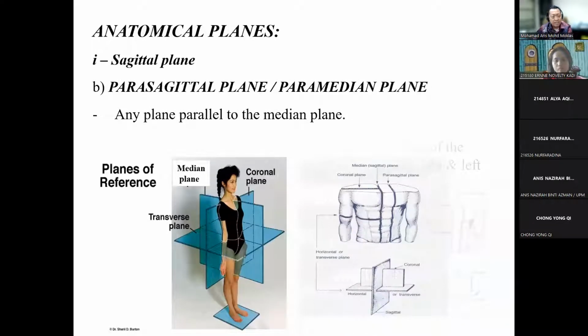So how about the parasagittal plane? Any plane that is parallel to the median plane. It can be to the left or to the right. All right. So this is the median plane here. And the sagittal plane, in general, is this. The one in the midline is known as the median plane. And the other planes will be parasagittal planes. Parasagittal plane.